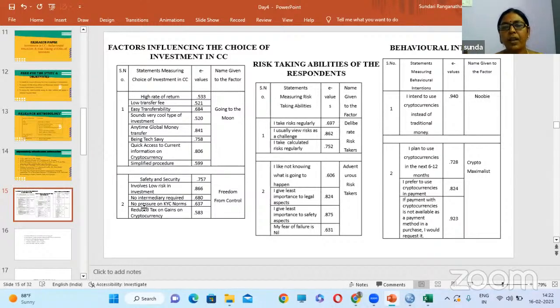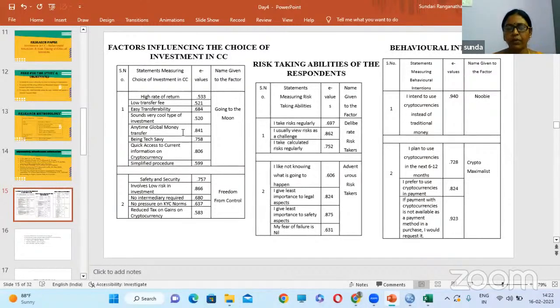Generally, if you're opening a bank account, the banker will ask for your Aadhaar card, your reference, and everything except your horoscope. So in crypto investment, people don't want any kind of control. They want freedom from control. That is why they are investing in cryptocurrency. So from my study, these two factors emerged.